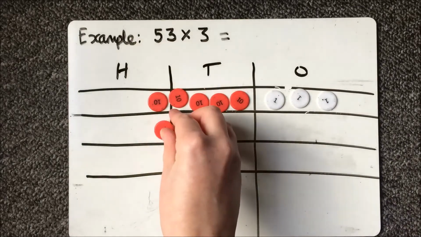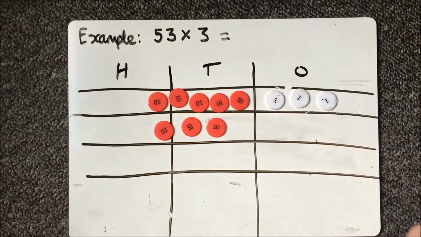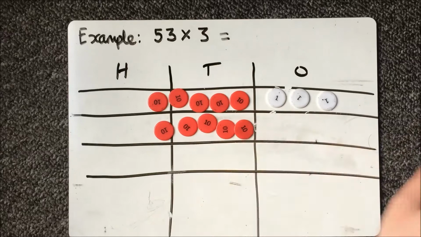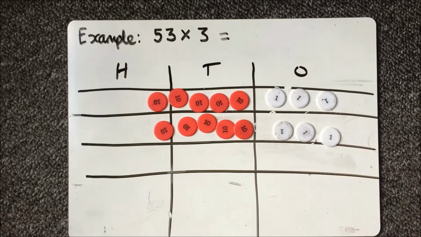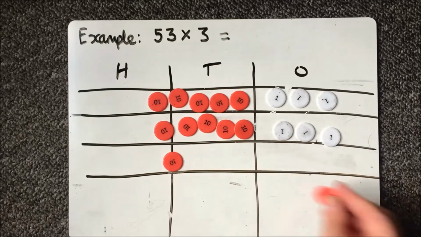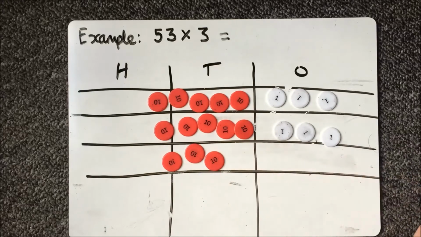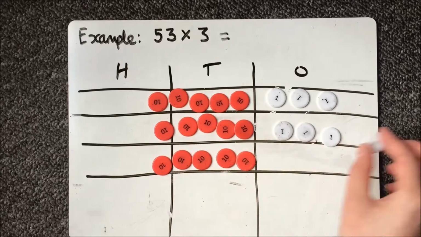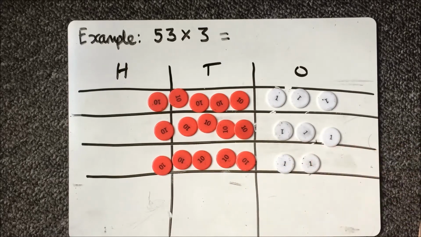Let's do it again. 10, 20, 30, 40, 50. Switch. 51, 52, 53. I've got to do it one more time. Ready? 10, 20, 30, 40, 50. Switch. 51, 52, 53.